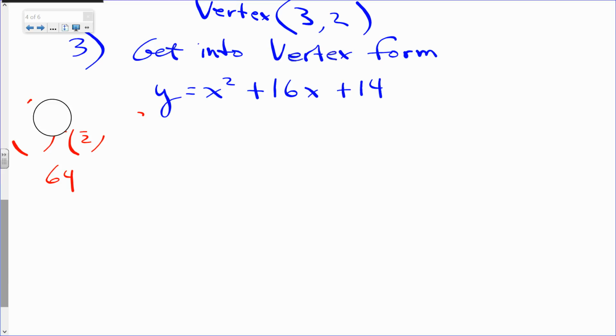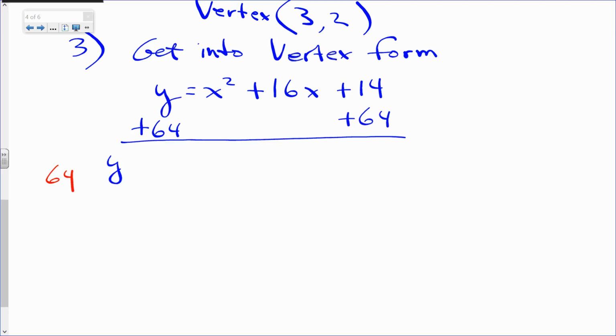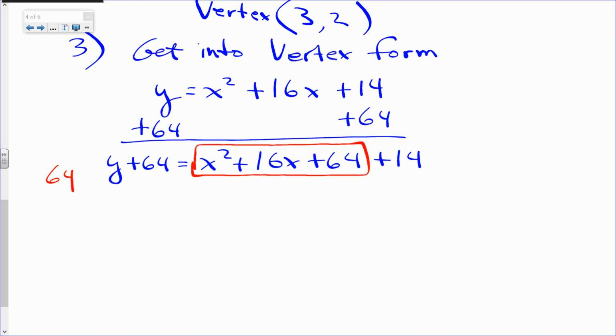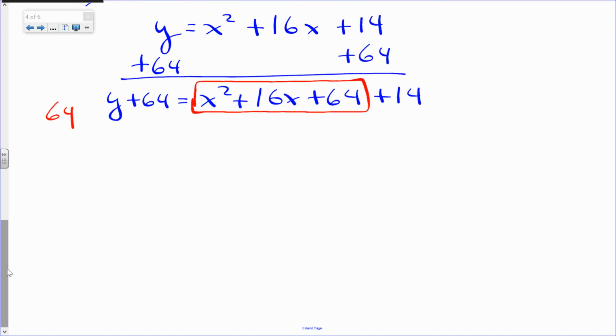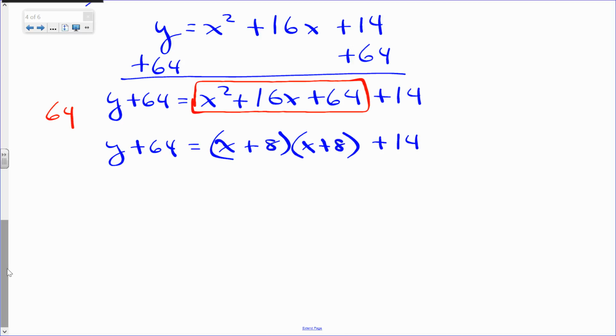So here we go. Let me add 64 to both sides. Stay with me. So let's add 64 to the left. We'll add 64 to the right. Let's manipulate this. Here we go. We have y plus 64 equals x squared plus 16x. I'm not combining any like terms because I want to get a perfect square trinomial, a factorable trinomial, right? So now this trinomial is factorable right there because we got B over 2 squared. So I have y plus 64 equaling x plus 8 times x plus 8. Remember, it's got to be the same binomial. And if it's not the same binomial, you did something wrong.